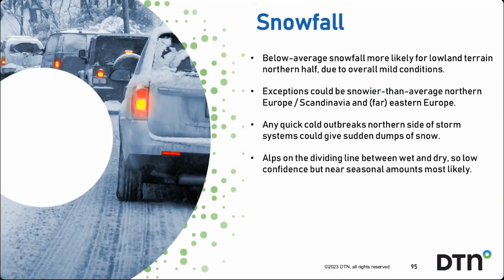Way back, we had a quick look at expected snowfall and concluded that for much of Europe, despite the above average precipitation across northern and central Europe, snow should be below average because of the expected mild conditions. However, Scandinavia should be cold enough for average to above average snow amounts. The Alps, meanwhile, could be near seasonal, but there's rather low confidence there.